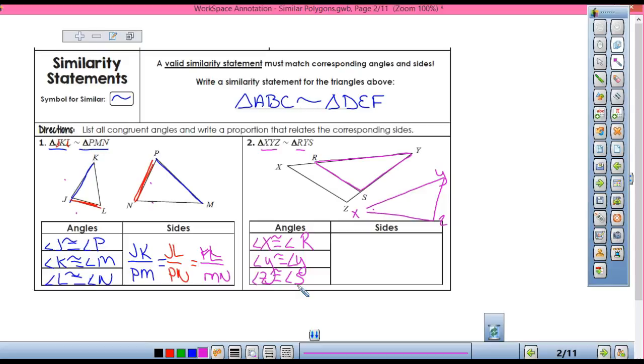Alright, so sides. That's the important part right now. You want to start with big triangle, little triangle, or little triangle, big triangle? You want to go a little to big? Alright, so from little to big, which one's my little triangle? This guy, right? So we're going to start with him. So RY goes to XY is equal to RS goes with XZ equals YS goes with YZ.